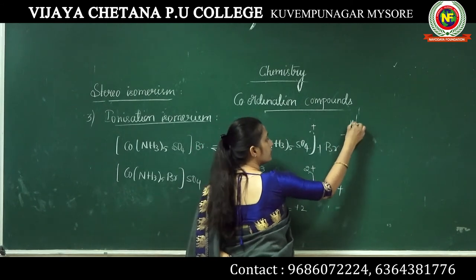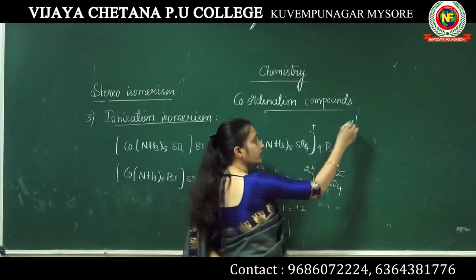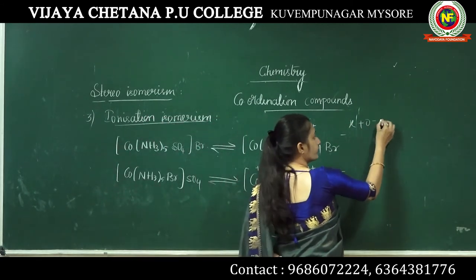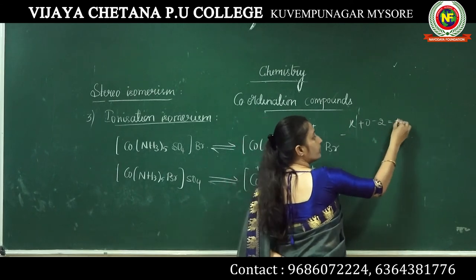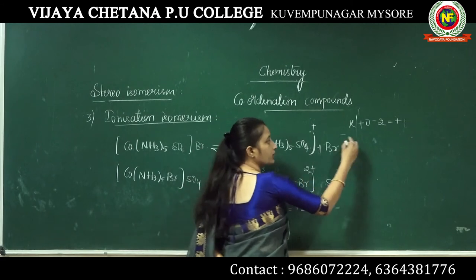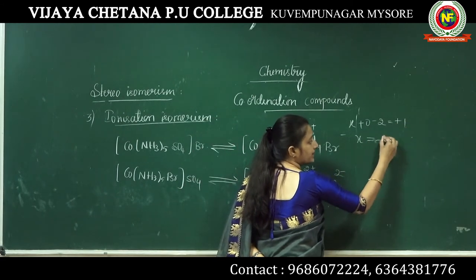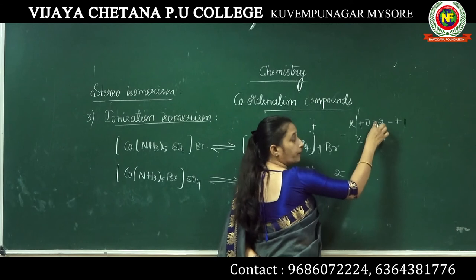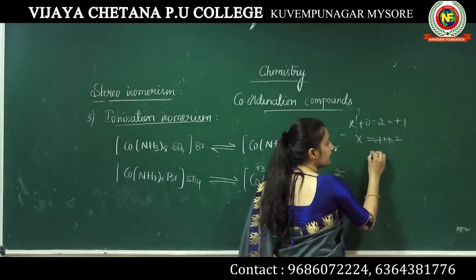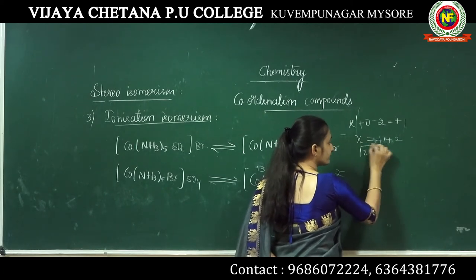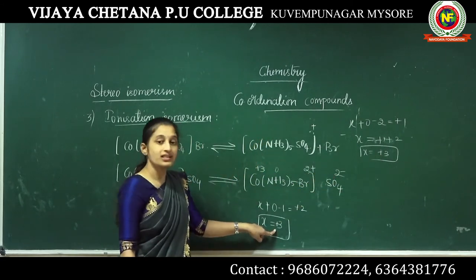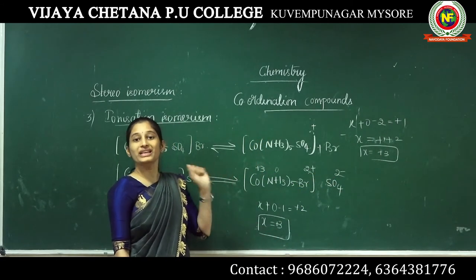You just calculate for this one. X, 0 into 5, 0. This one is minus 2. Overall charge is plus 1. Sulfate is minus 2, that's why minus 2. X plus 0 minus 2 equals plus 1, so X becomes plus 3. In both cases, the oxidation states are the same, plus 3. That's why it is isomerism.